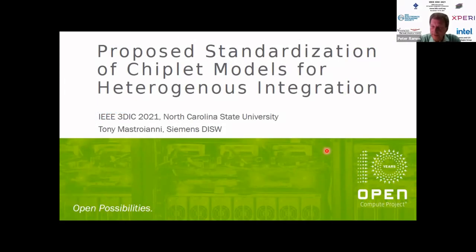So let's come to the next talk of the session. It's given by Tony Mastroianni, proposed standardization of chiplet models for heterogeneous integration, or of heterogeneous integrated chiplet models, as the original title of the paper is.